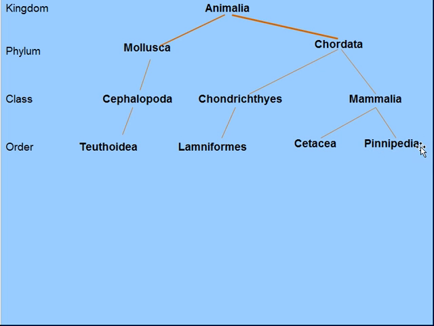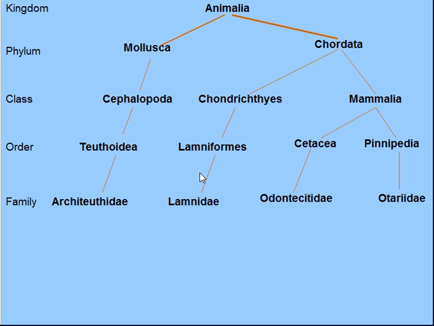Architeuthidae. This is a type of squid. Lamnidae, again based more on teeth shape and the like. And Odontocetidae, those are toothed whales, and then Otariidae, so there are eared seals. Then you've got the family, and then we're on to genus: Architeuthis, Carcharodon, Tursiops, Arctocephalus.